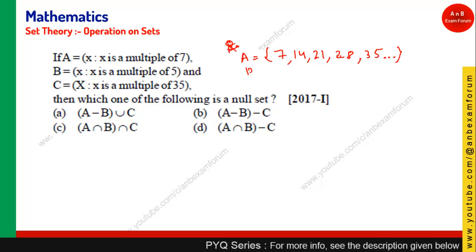Let's tabulate the next set. x is a multiple of 5, so let's make the multiplication table of 5: 5, 10, 15, 20 and so on. Let's make the table of 35. It begins with 35, 35 times 2 is 70 and so on. Which one of the following is a null set?